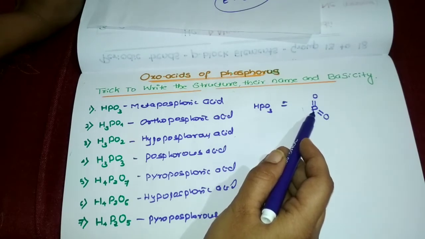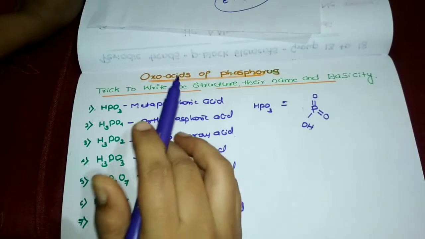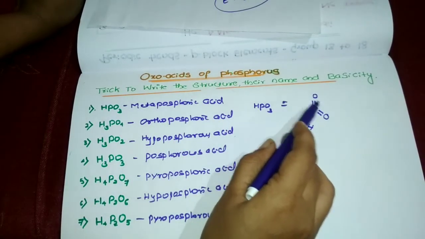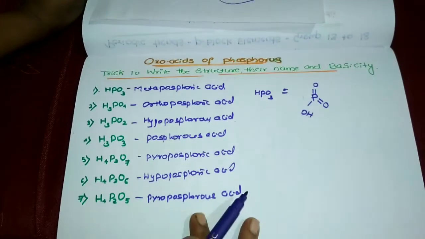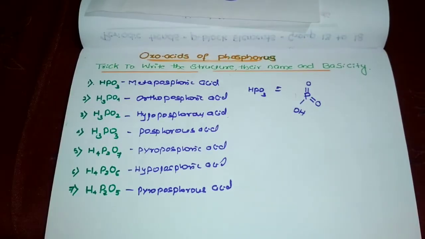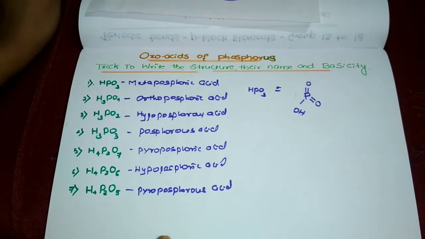The valency of group 15 elements is 5. It comes under the nitrogen family, so you have to satisfy 5: 2 plus 2 plus 1, 5. This is how you need to write the structure. I hope you people got how to write the structure.